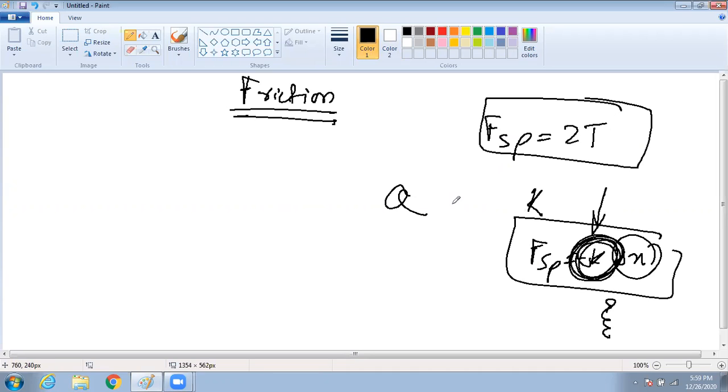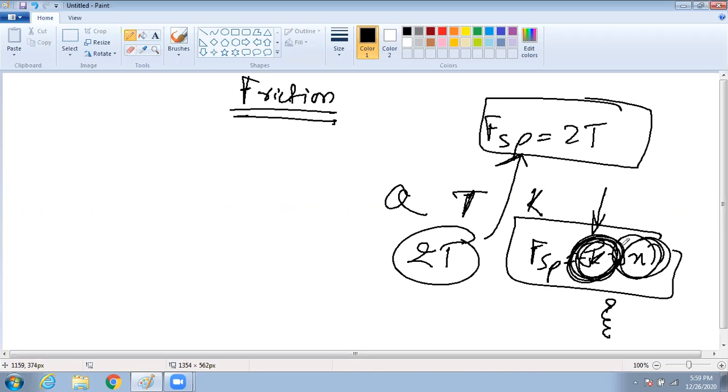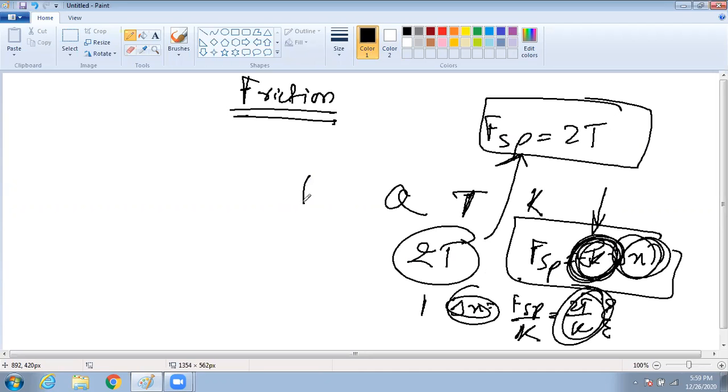Once you find A, you can find T. If you find T, you know 2T. You know 2T, you know FSP. You know K, you can find out the delta X. Extension in the spring will be how much? FSP by K, correct? What is FSP? 2T. 2T by K is delta X. So how much the spring will get extended because of this is delta X. Yes or no?